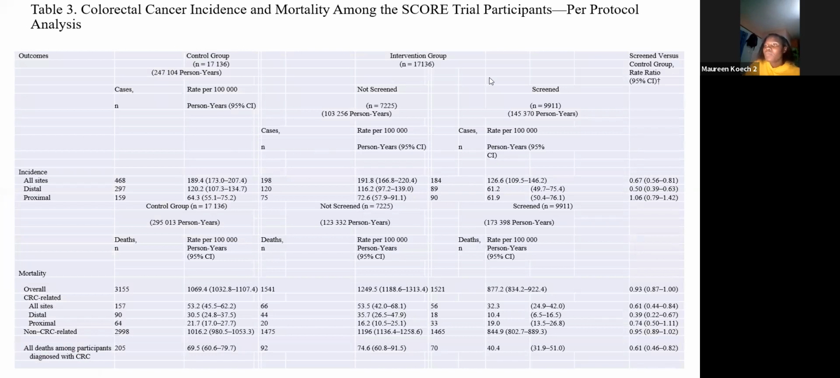Okay. Then on a per protocol analysis, on incidence of colorectal cancer, it was observed that on all sites, that is generally on colorectal cancer prevention, single sigmoidoscopy screening prevented it by 33%. And then distal colorectal cancer was also prevented by 50%, and there was no observation or impact of this screening on proximal colorectal cancer.